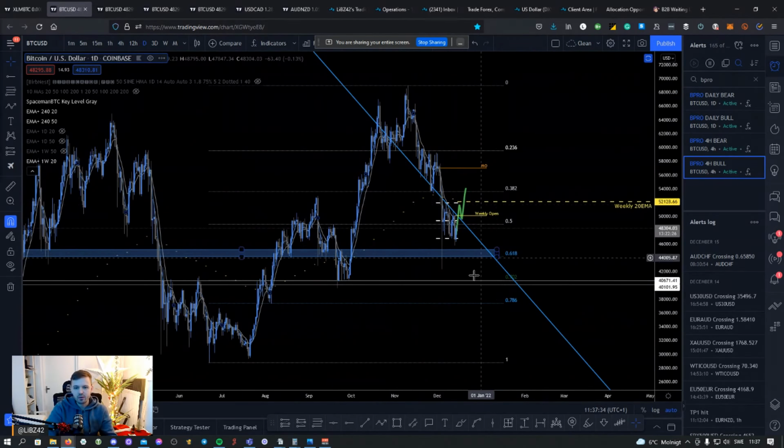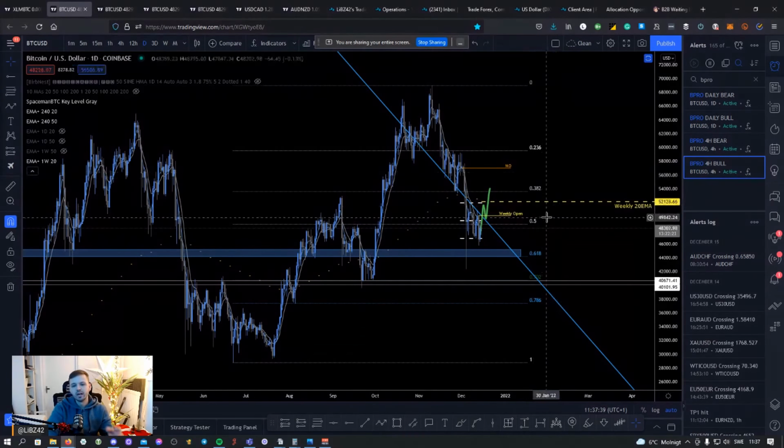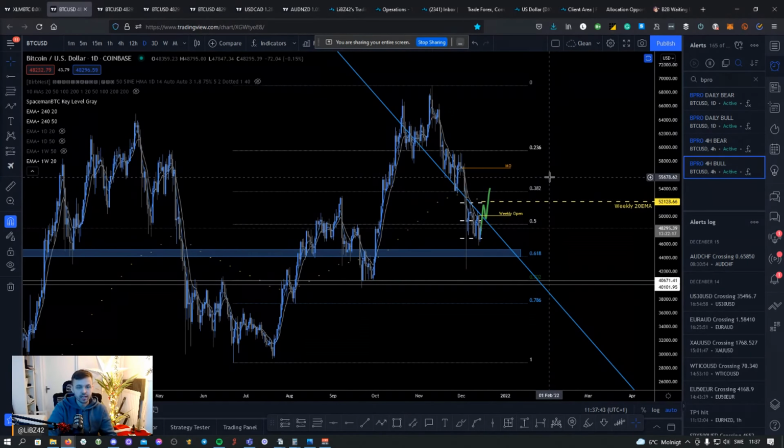So if we can break and retest and hold the weekly 20 EMA as support, I am ready to turn 100% bullish on Bitcoin again. And you might notice that the red lights in the backgrounds are gone. So I'm slowly but surely turning more bullish here.